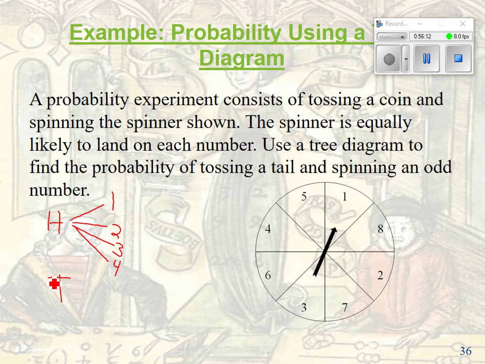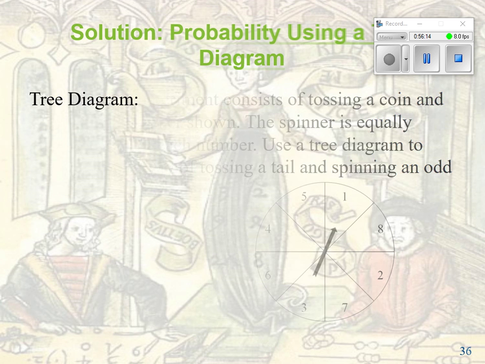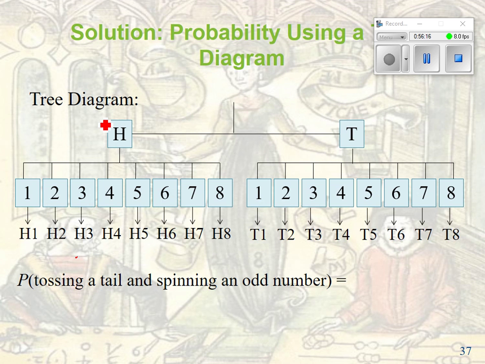We could get a tail, same idea. I'm not going to do that whole thing. Our tree diagram would look something like this. Maybe it's easier to draw a tree diagram this way. It looks like it probably is, because I always run out of space.